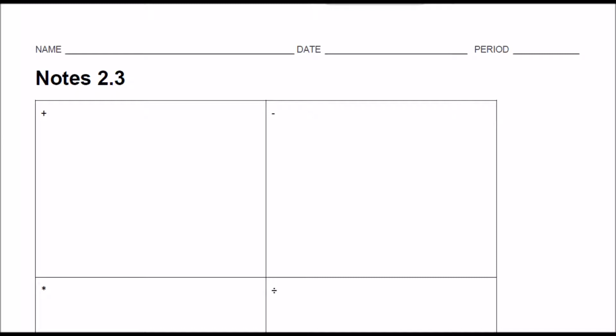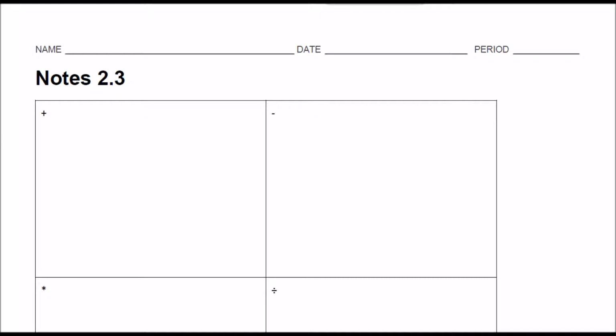Alright guys, we're here to talk about the 2.3 notes today. In 2.3 it's going to be using mostly two-step equations, but every once in a while there's a one-step equation. And we're going to be taking some words and word problems and turning them into our two-step equations.